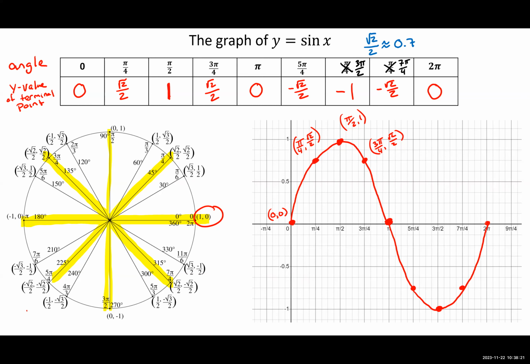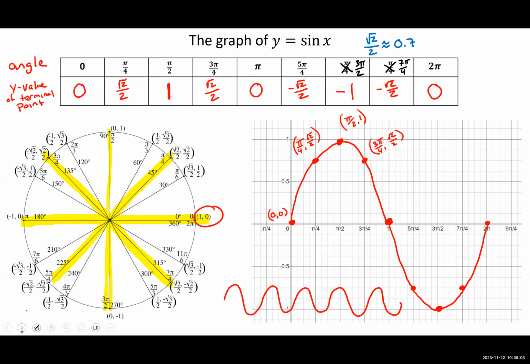And now what happens if we were to keep going? If we were to keep going around the unit circle for angles larger than 2 pi, we would see this graph do this. Repeat, repeat, repeat. Every trip around the unit circle is one copy of this graph. One copy of this graph that we just generated. All right, so that's the graph of just the sine of x. Now we're going to be graphing more complicated versions of the sine function, but this is our baseline.